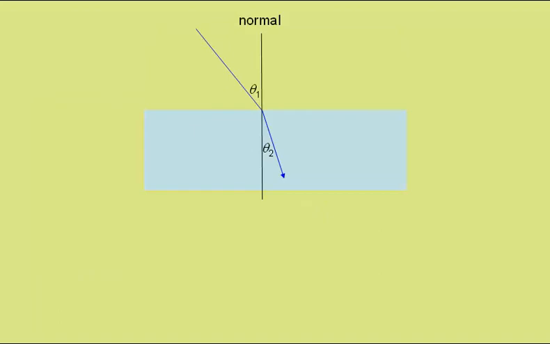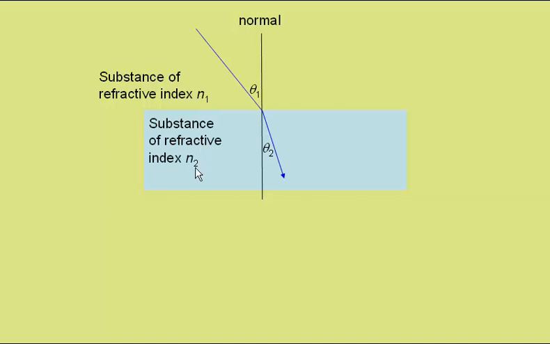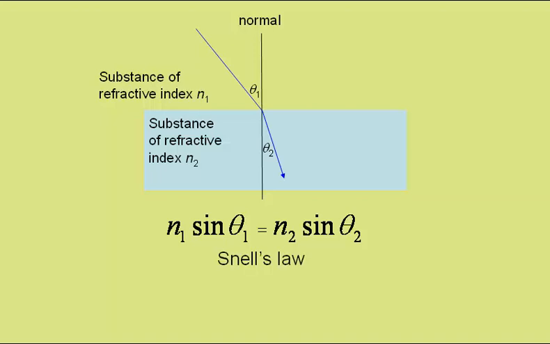Here we have our refraction diagram again with the angle of incidence theta 1 and the angle of refraction theta 2. If the light is going from a substance of refractive index N1 into a substance of refractive index N2, we find that N1 sine theta 1 is equal to N2 sine theta 2. This is known as Snell's law.